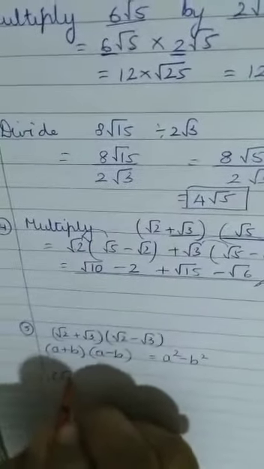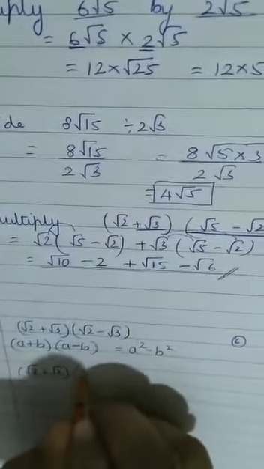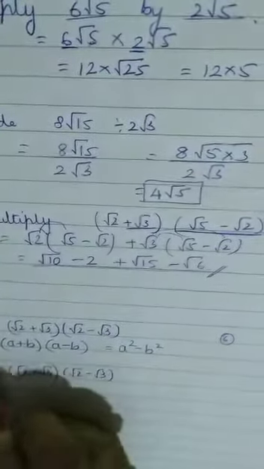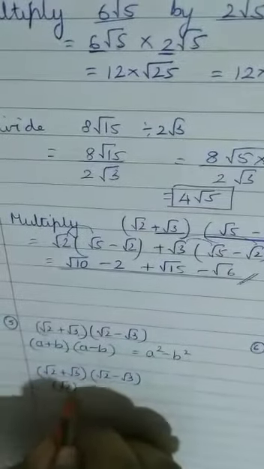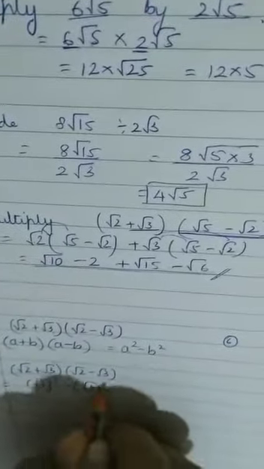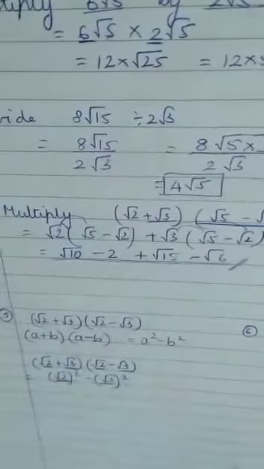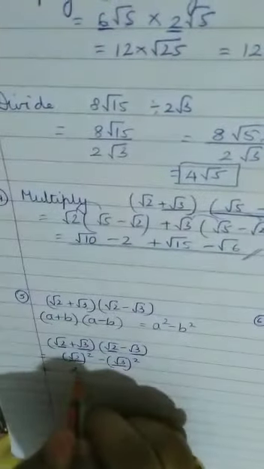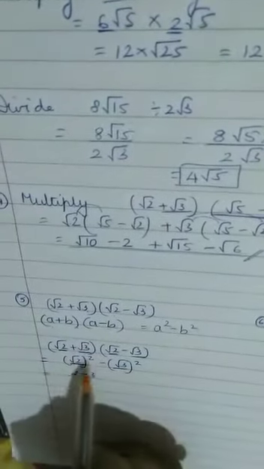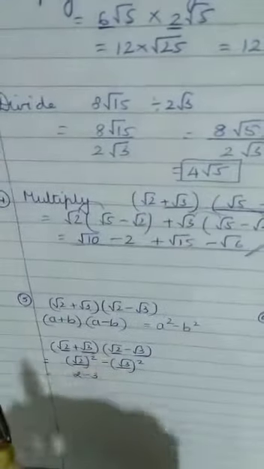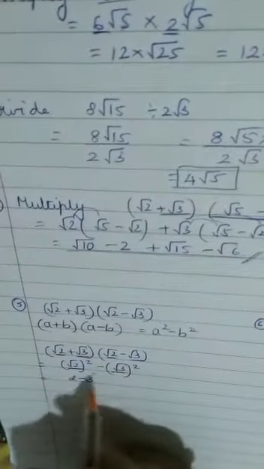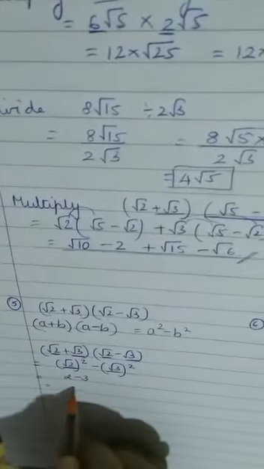So if I have root 2 plus root 3 into root 2 minus root 3, can I write this as root 2 the whole square minus root 3 the whole square? This is A plus B, A minus B is A square minus B square. So that turns out to be 2 minus 3. Root 2 the whole square, I have explained already how. 2 minus 3 is minus 1, right?